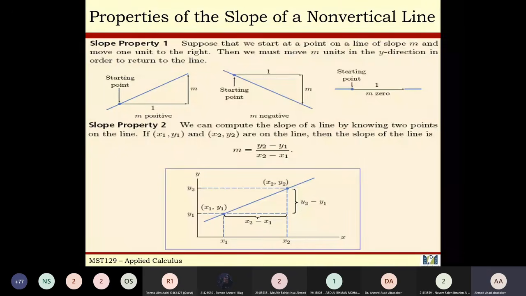Look at this. If we have 2 points, (x1, y1) and (x2, y2), we can find the slope of the line by using this formula: y2 minus y1 over x2 minus x1. So if given 2 points, we can use these 2 points to find the slope of the line.